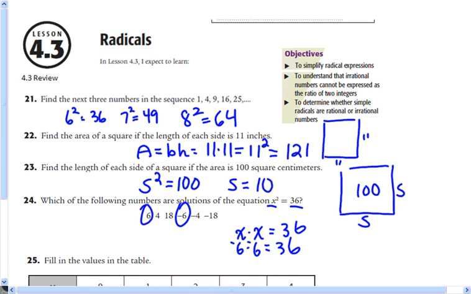All these other numbers aren't going to work. 4 times 4 is 16. 18 times 18 is, I think, 324. And likewise, those numbers won't work either.